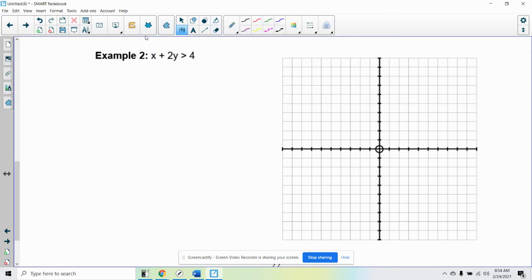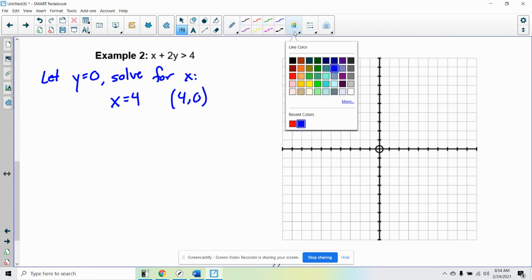So we have x plus 2y equals 4. This is in standard form. So I'm going to start by graphing it by using intercepts. So I'll say let y equals 0, solve for x. So I have x plus 2 times 0. I have x equals 4. So I have the coordinate 4, 0.